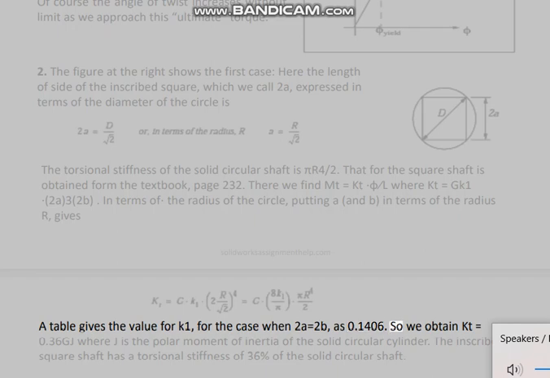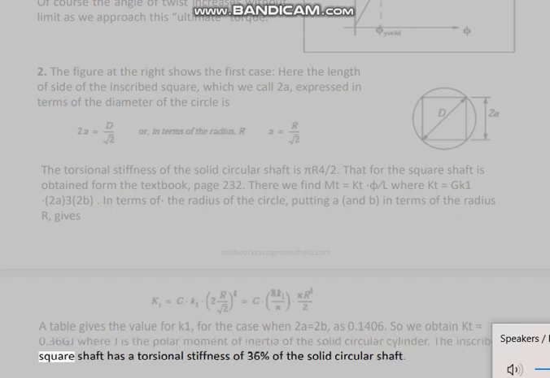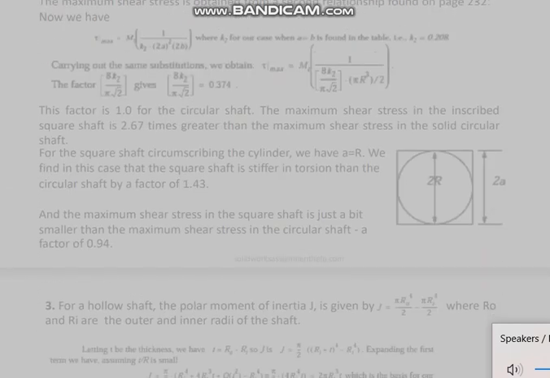A table gives the value for k1 for the case when 2a is equal to 2b as 0.1406. So we obtain k_T is equal to 0.36 GJ, where J is the polar moment of inertia of the solid circular cylinder. The inscribed square shaft has a torsional stiffness of 36% of the solid circular shaft. The maximum shear stress is obtained from a second relationship found on page 232, and now we have this factor, which is 1.0 for the circular shaft. The maximum shear stress in the inscribed square shaft is 2.67 times greater than the maximum shear stress in the solid circular shaft.